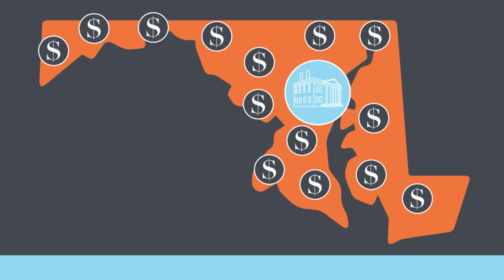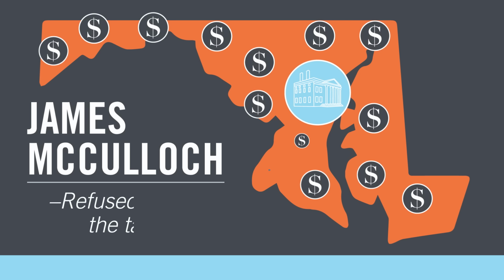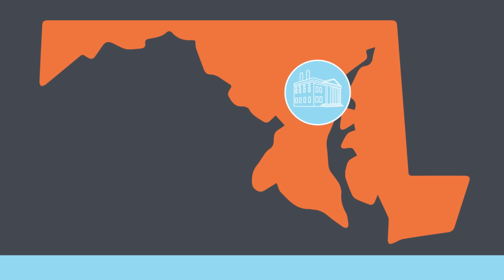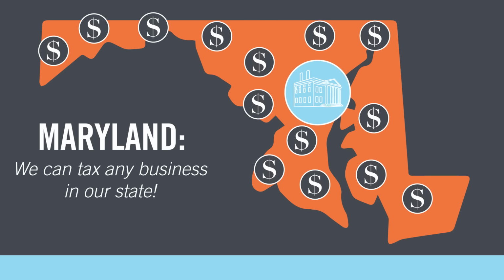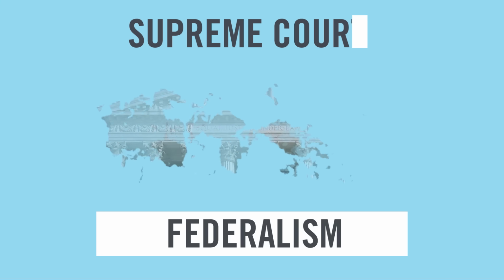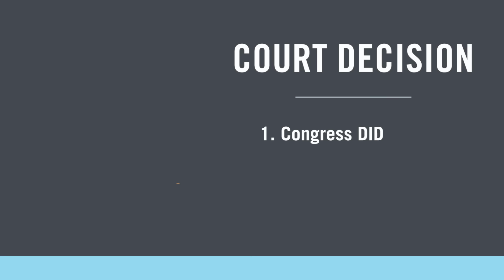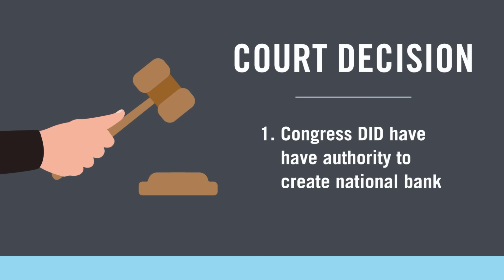Now, federal bank cashier James McCulloch refused to pay this tax. He didn't believe the states had the power to tax the national bank. Conversely, Maryland argued that it had the right to tax any business in their state. This brought into question whether the establishment of a national bank was constitutional in the first place. So, the important issue of balancing federal and state powers, or the principle of federalism, was taken to the Supreme Court. The court decided unanimously that Congress did have the authority to create a national bank.